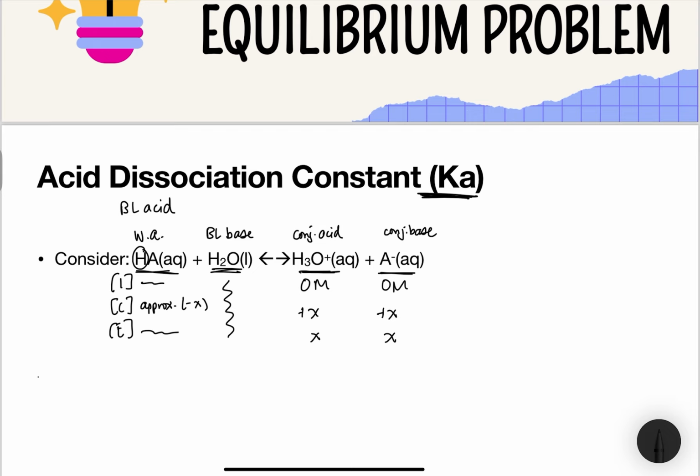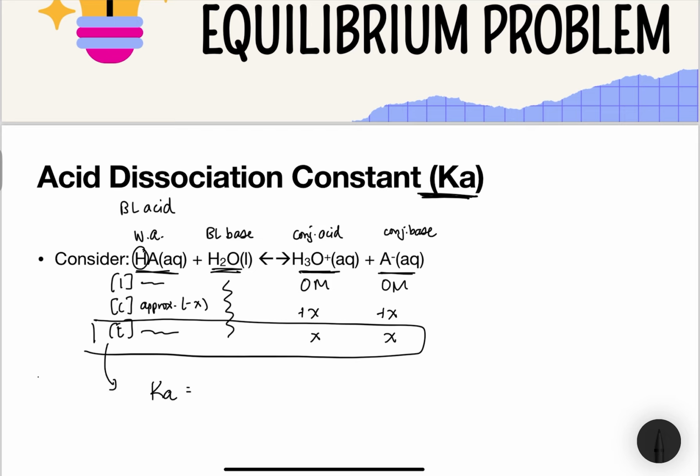So this is a setup that we can use in these kinds of problems, and we want to specifically focus on this part, the equilibrium concentrations of the reactants and products, because I will use this to determine Ka, which is always going to be the concentration of your products, so in this case hydronium and the conjugate base A minus, over the concentration of the reactants, which in this case is HA.